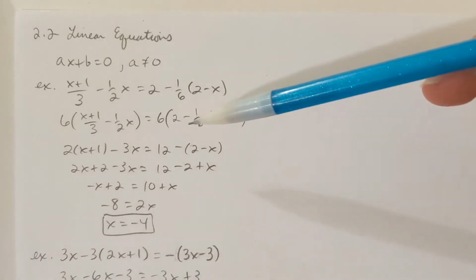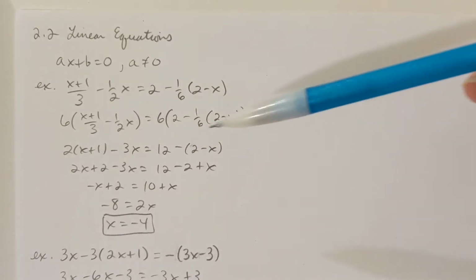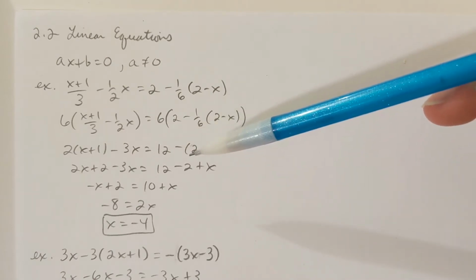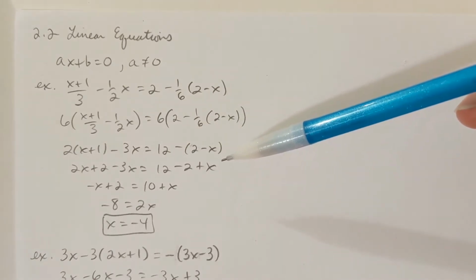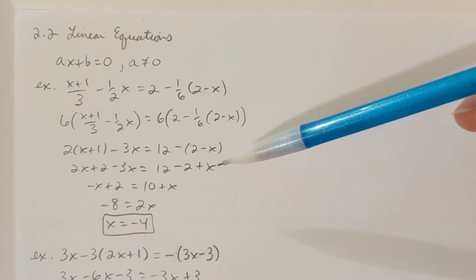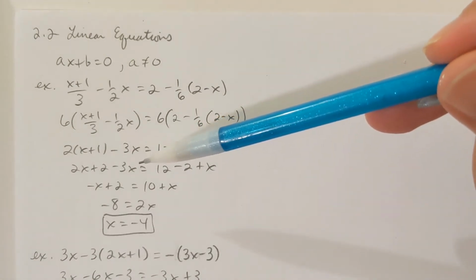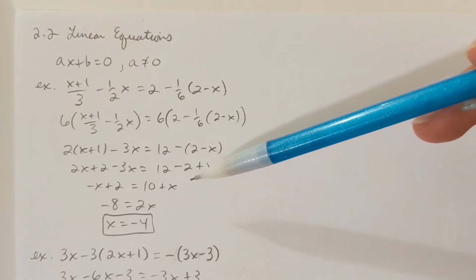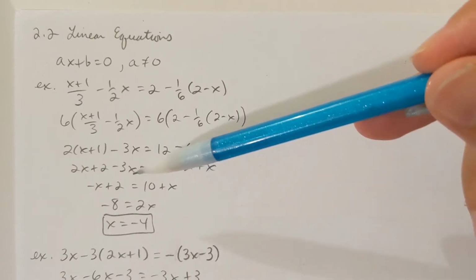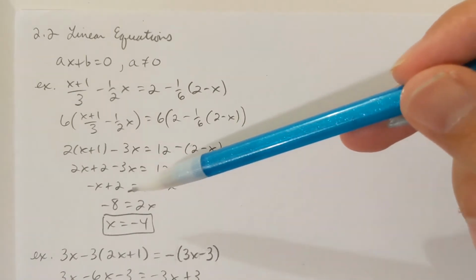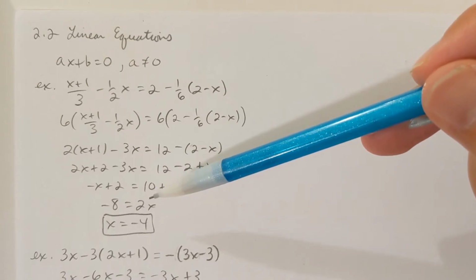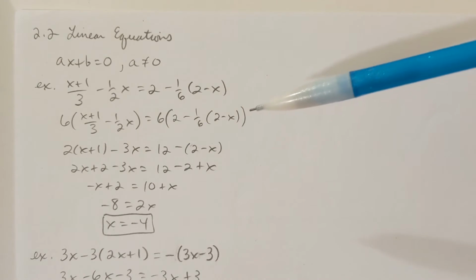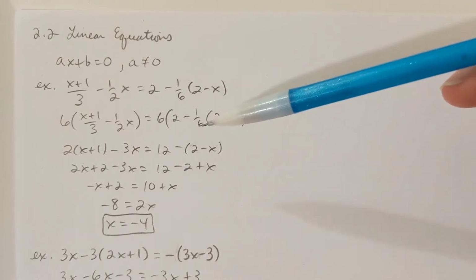I can distribute the 2 and the negative 1 into the two terms there. 2x plus 2 minus 3x equals 12 minus 2 plus x. 2x minus 3x, that's negative x, plus 2 equals 10 plus x. If I add x to both sides and subtract 10, negative 8 equals 2x, divided by 2, and it looks like x is negative 4 is the answer to that one.